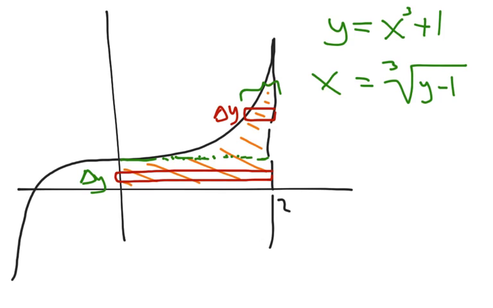And so this length here is going to be the right value 2 minus the left value, this cube root of y minus 1. That's going to be our radius for rectangles that lie above the green line, or when x equals 1.